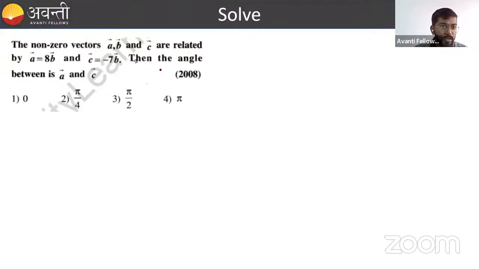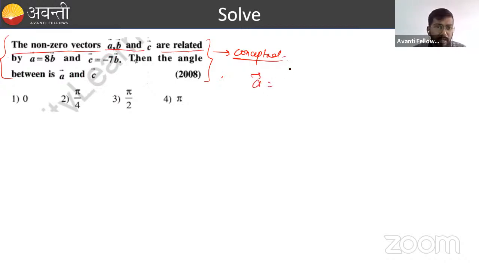Okay, in this question you don't have to do anything. This is a conceptual question and it can be solved easily. So how to solve this? The non-zero vectors a bar, b bar, c bar are related such that a bar is given as 8 b bar, and c bar is given as minus 7 b bar. So consider b bar was like this.